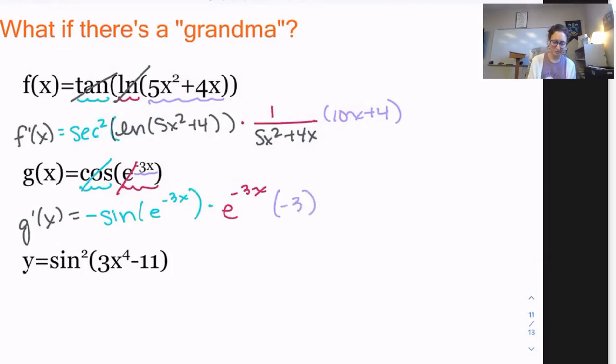Yep, now let's just clean this up a little bit. So I've got a negative times a negative, so that'll be a positive. Let's bring that 3 to the front, and I'm going to go ahead and bring the e forward as well. And then I've got sine of e to the negative 3x.